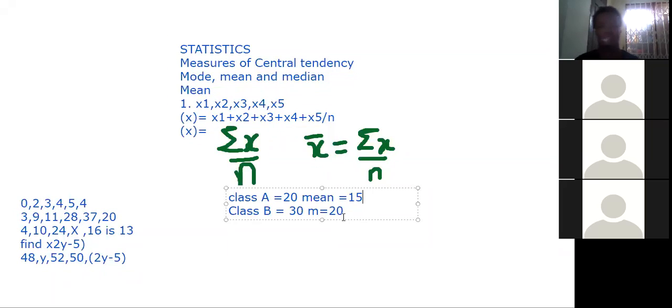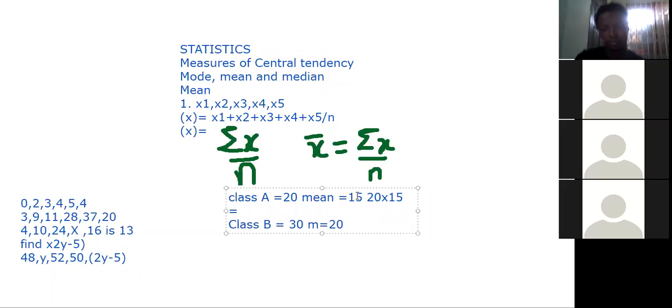So this one will be 20 by 15, right? What are you getting? 300. 300. And this one, what are you getting? 600. 600. So we have 600. When we finish, we want to find the average of the two classes. Before we can find the average of the two classes, we just have to add the two classes.